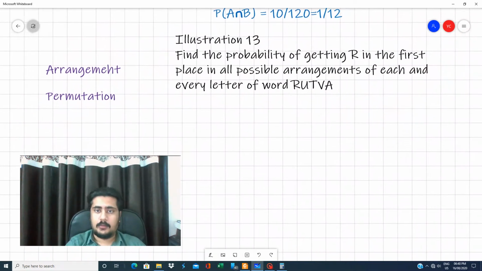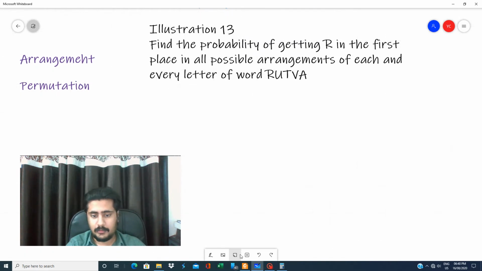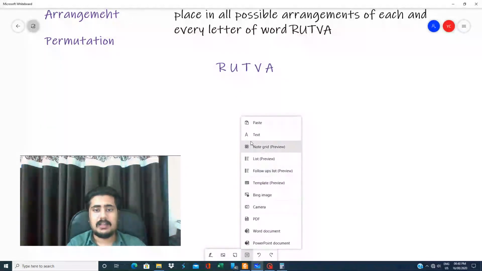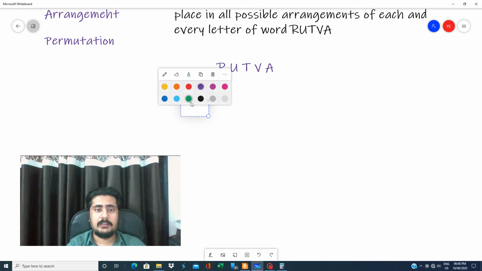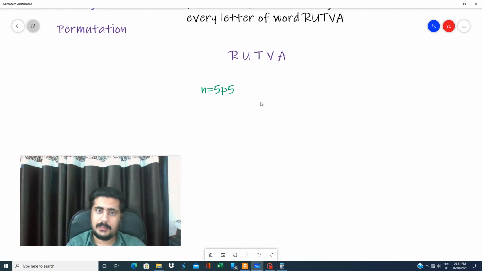You have to find the probability of getting R in the first place in all possible arrangements of each and every letter of word Rutva. First of all, there is a word Rutva. You can see this is a 5 letter word. If I want to arrange these 5 letters, then what are the total possibilities? As I told you in probability, we'll always be finding n first. Total possibilities are 5p5. 5 letters, 5 places.